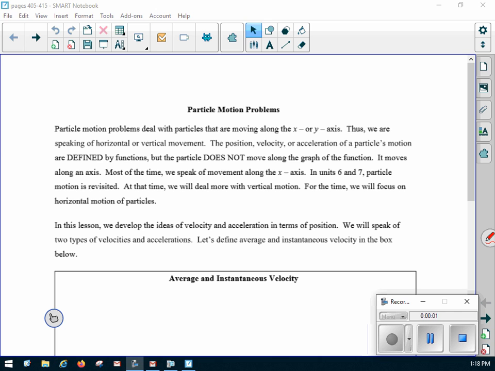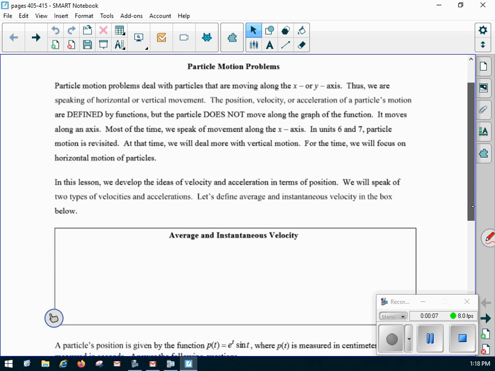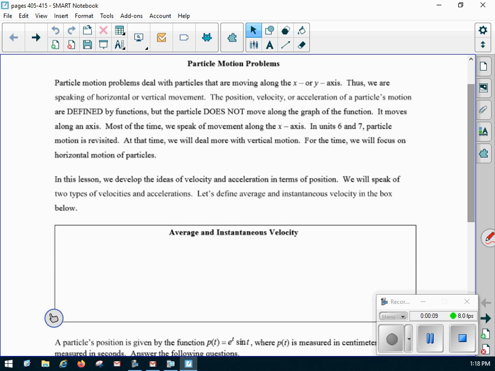Particle motion is a big deal in calculus. We're going to read through this, and I want you to pay careful attention to detail. I really wanted to get a highlighter in your hands, and I forgot. So let's read through this top piece here. Particle motion problems deal with particles that are moving along the x or y axis. Pay attention to that.